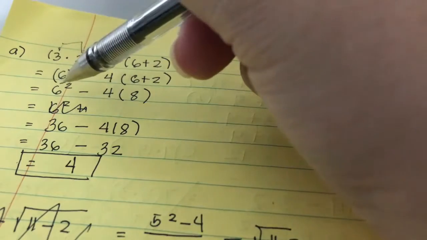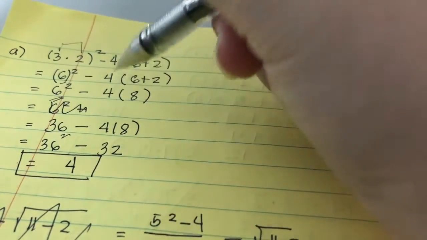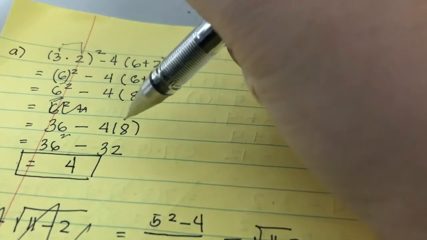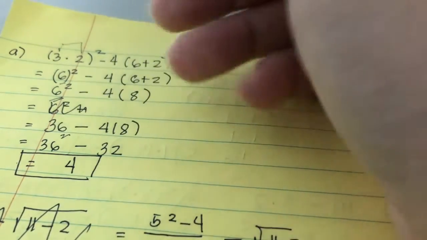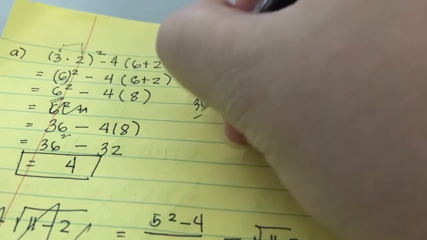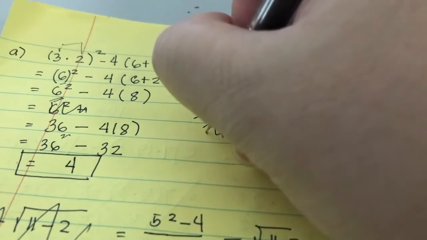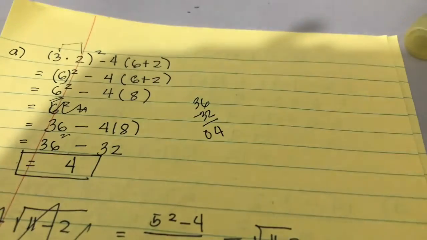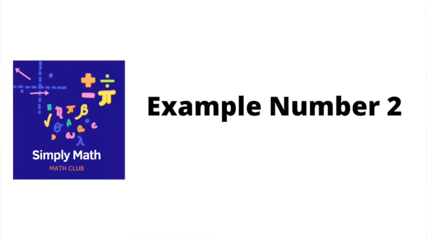So next, evaluate the exponent. 6 squared, 6 times 6, is 36. Then 4 times 8 is 32. 36 minus 32 is 4. So the answer is 4. Let's go on to the next example.